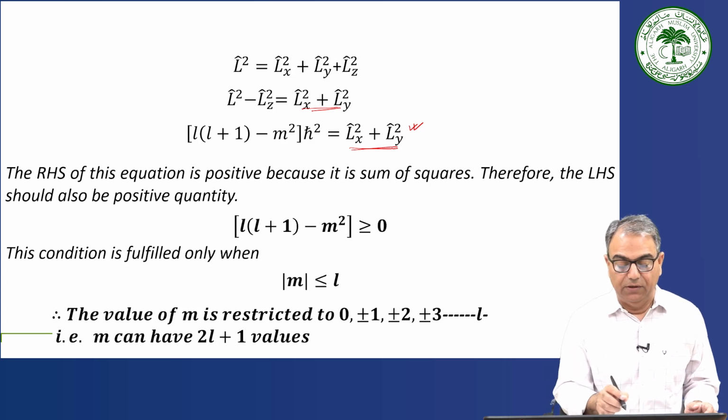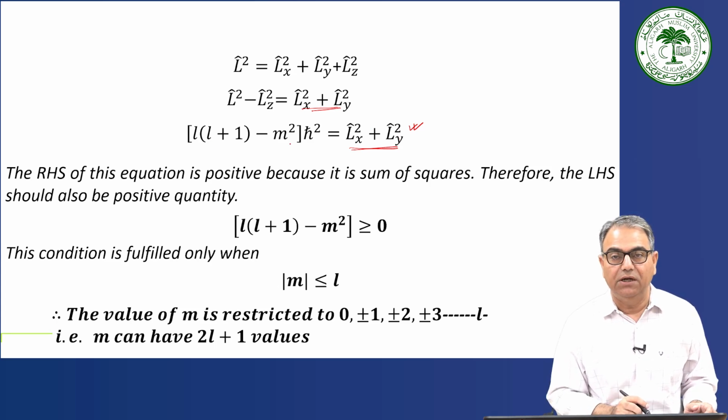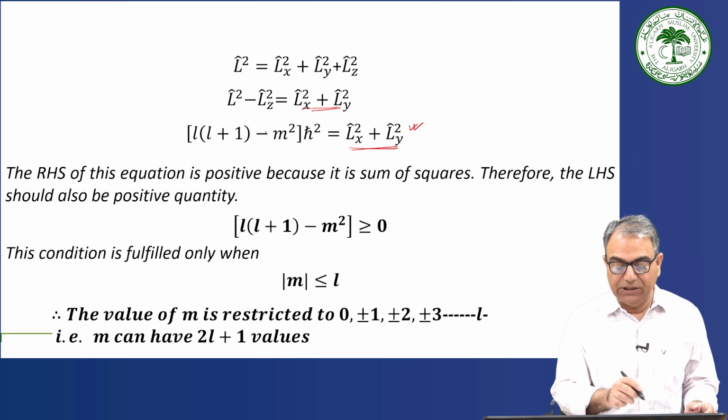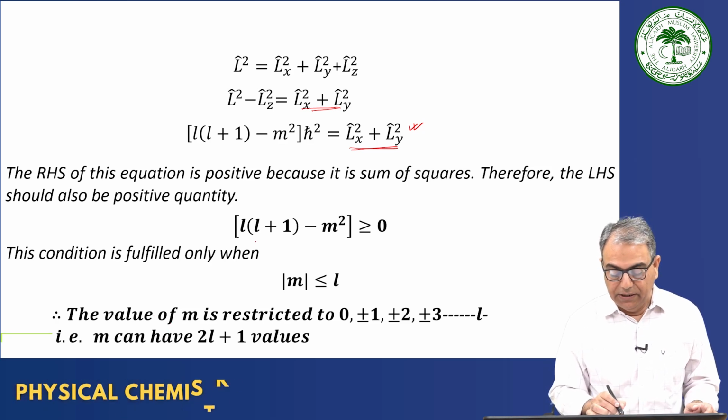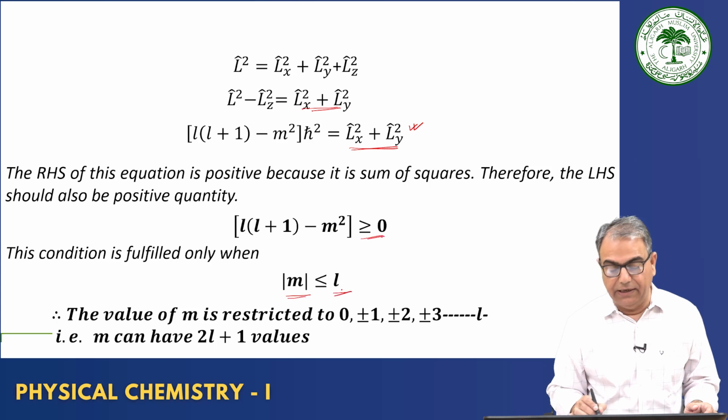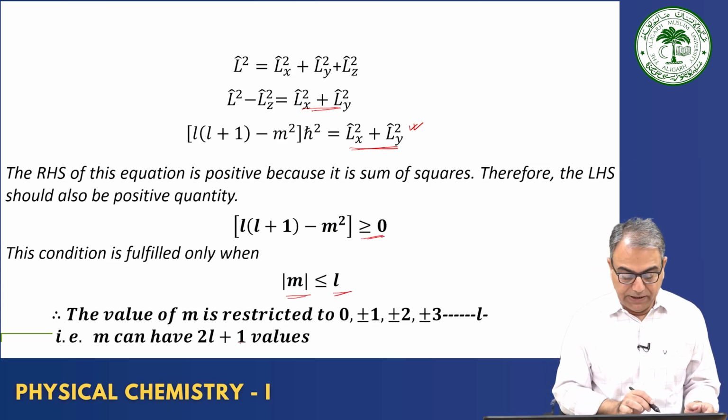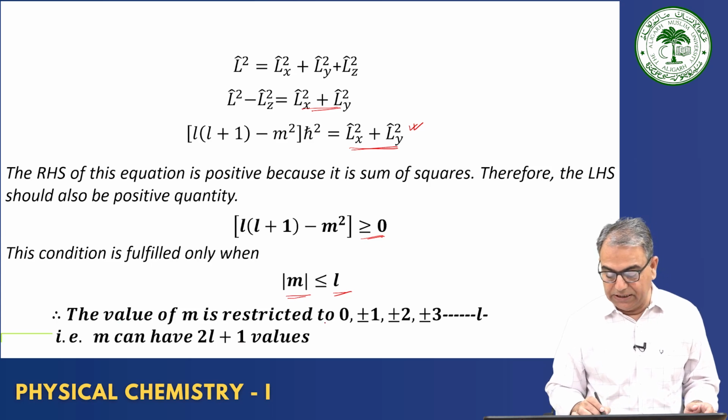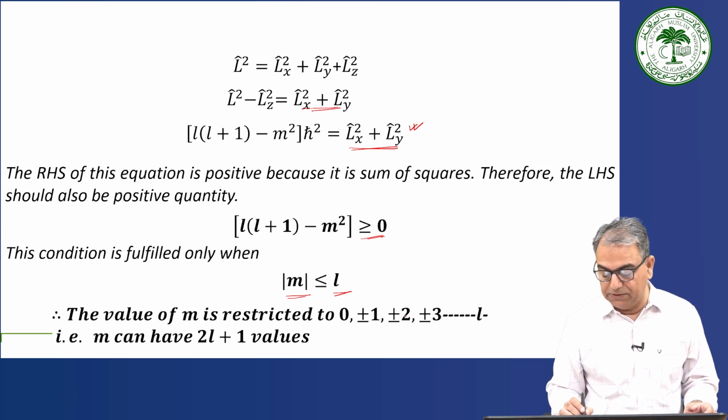What does it mean? Your left hand side should also always be a positive quantity, and it will be positive only when L into L plus 1 minus m square is greater than or equal to 0, which holds only when m is less than or equal to L. It means that the value of m is restricted to 0, plus minus 1, plus minus 2, plus minus 3, up to L only.